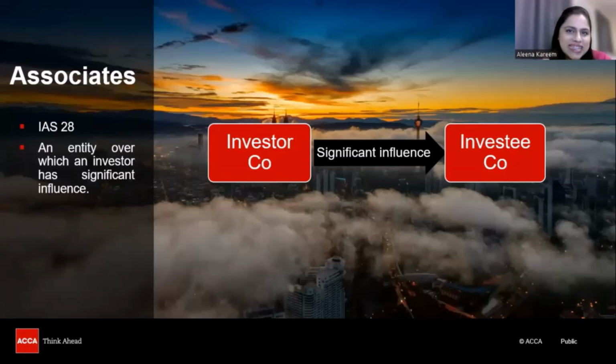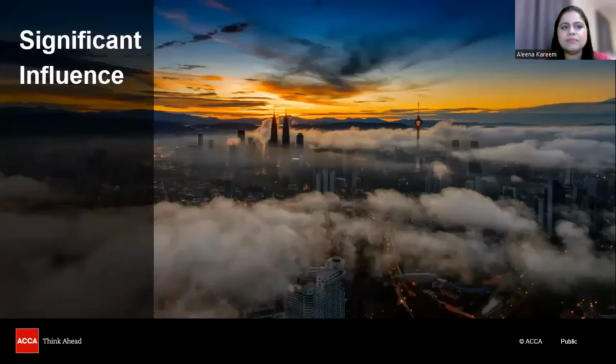Just the word significant influence shows that it is in a position of authority. So it does not have complete control over how the investee is going to work, but it still has a major influence on it. How that is possible, we will see that shortly.